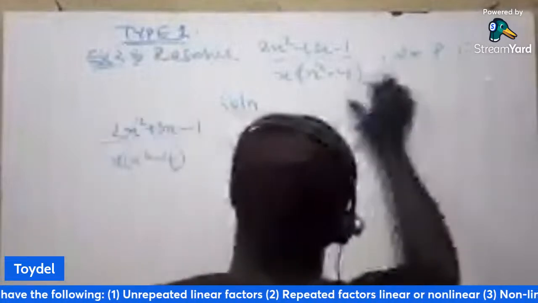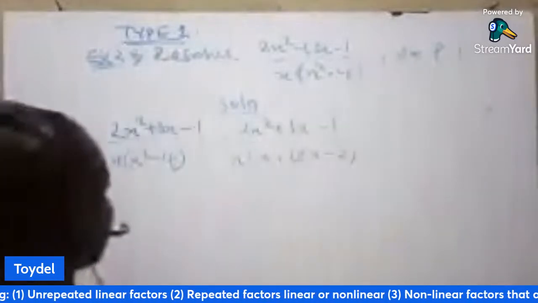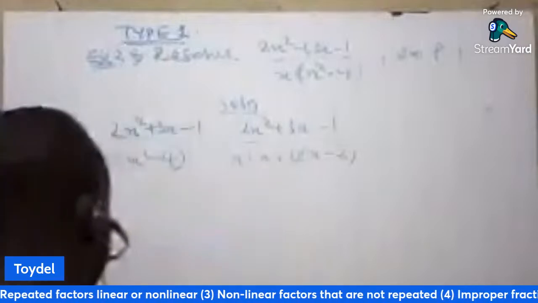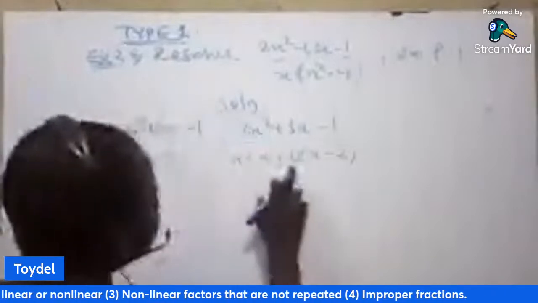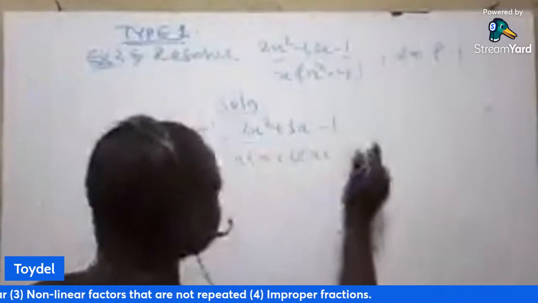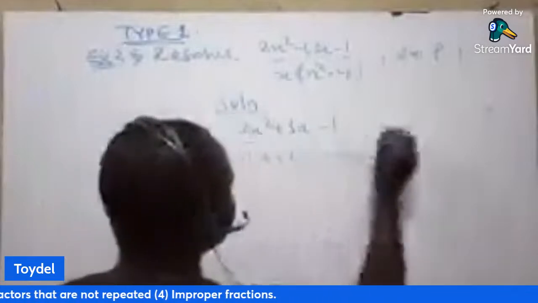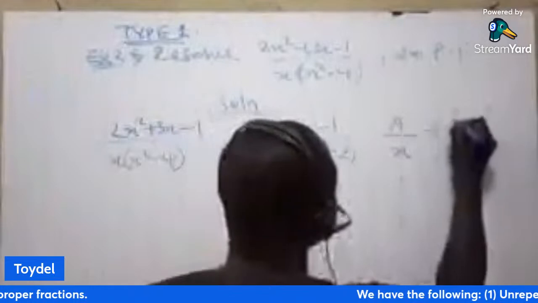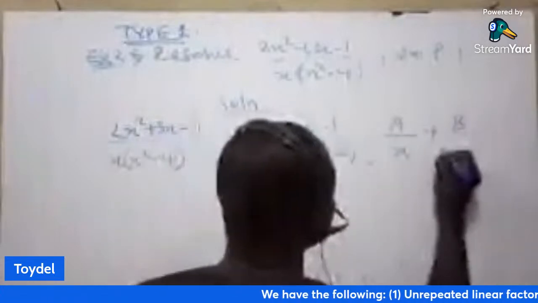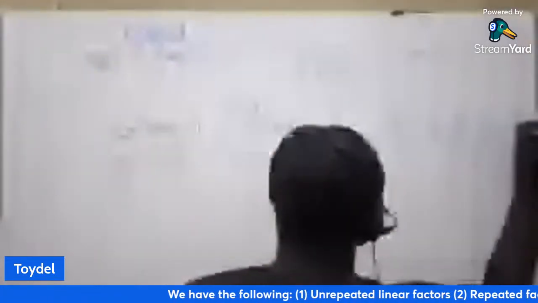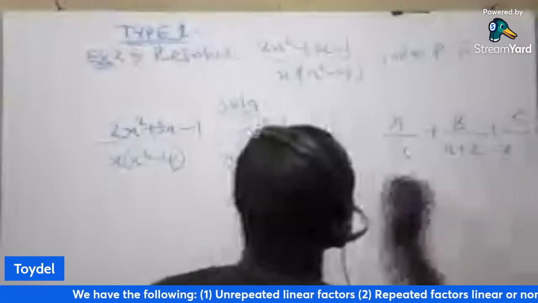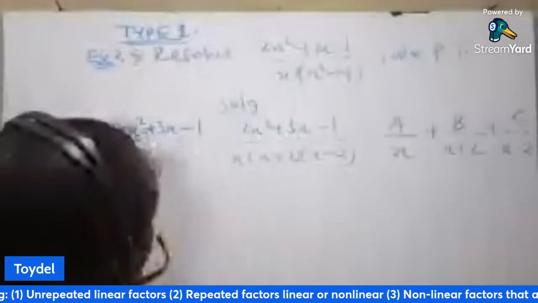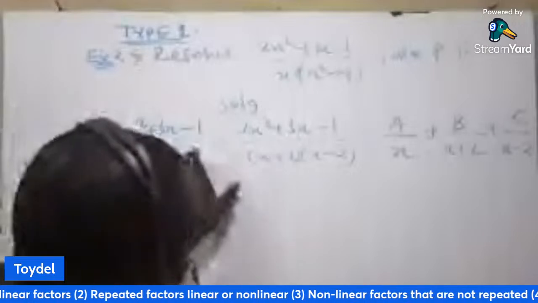If you look at this denominator, we have unrepeated linear factors. The factors are not repeated. So if I want to resolve this into partial fraction, I can say A all over the first factor, x, plus B all over the second factor, x plus 2, then plus C all over x minus 2. That is how I'm going to resolve this into partial fraction. Then from there, I will multiply everything by the denominator.